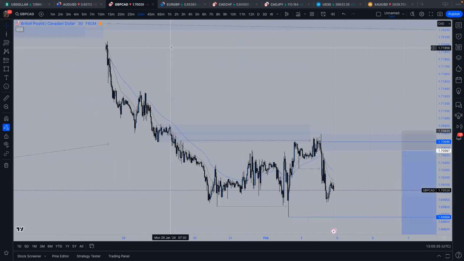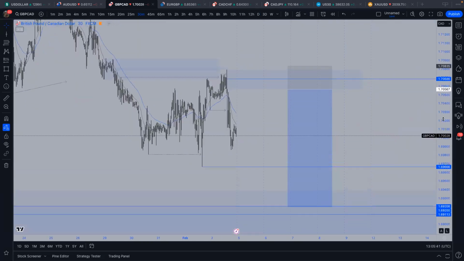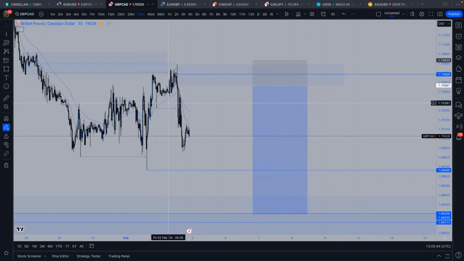So, pound cards, definitely want to see if we can catch some sells from this zone in here and just carry on the short momentum.